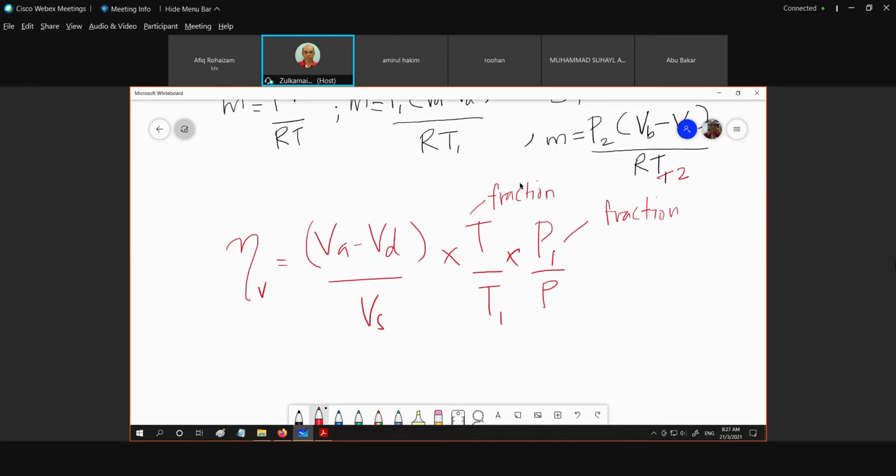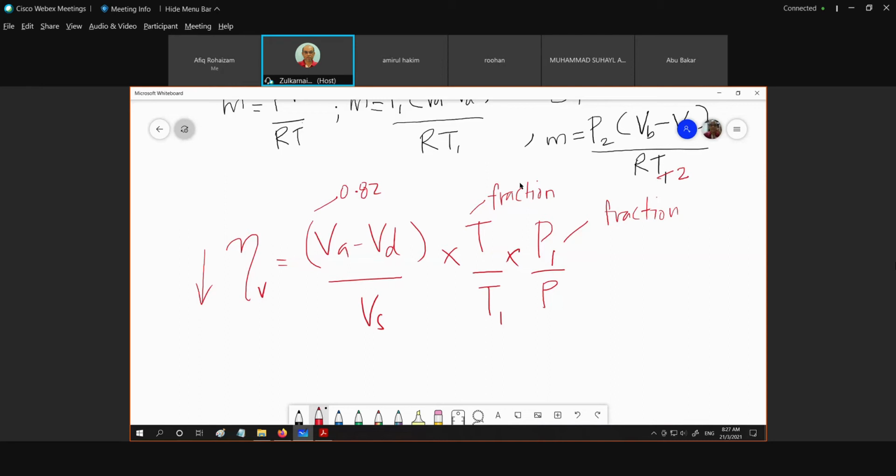Jadi maknanya sekarang ni, apa jadi pada kita punya volumetric efficiency? Kalau tadi kita dapat di sini ialah 0.82, dikalikan dengan fraction, kali dengan fraction lagi, apa jadi pada kita punya volumetric efficiency? Lagi reduce. Ini the effect. Jadi kalau reduce, kita akan dapat kurang mass of air yang kita kompreskan.